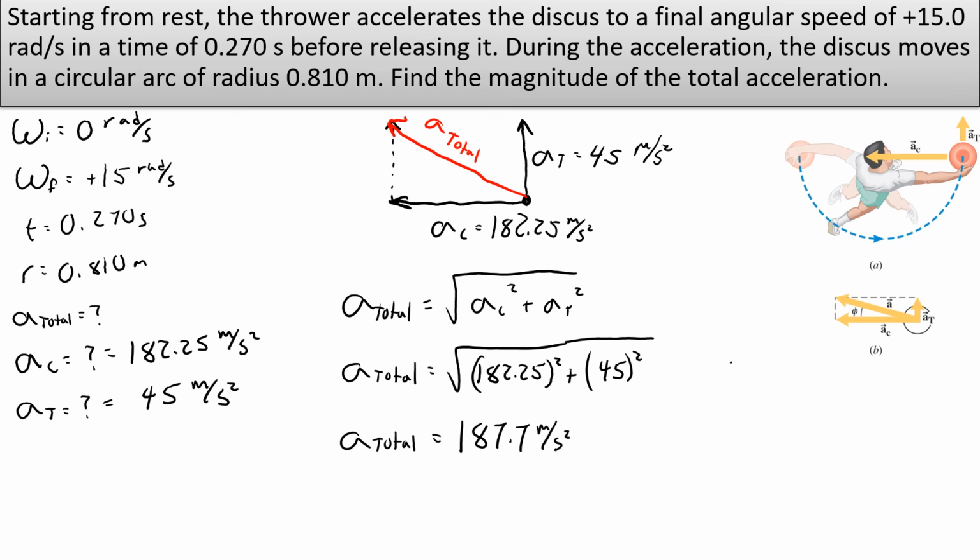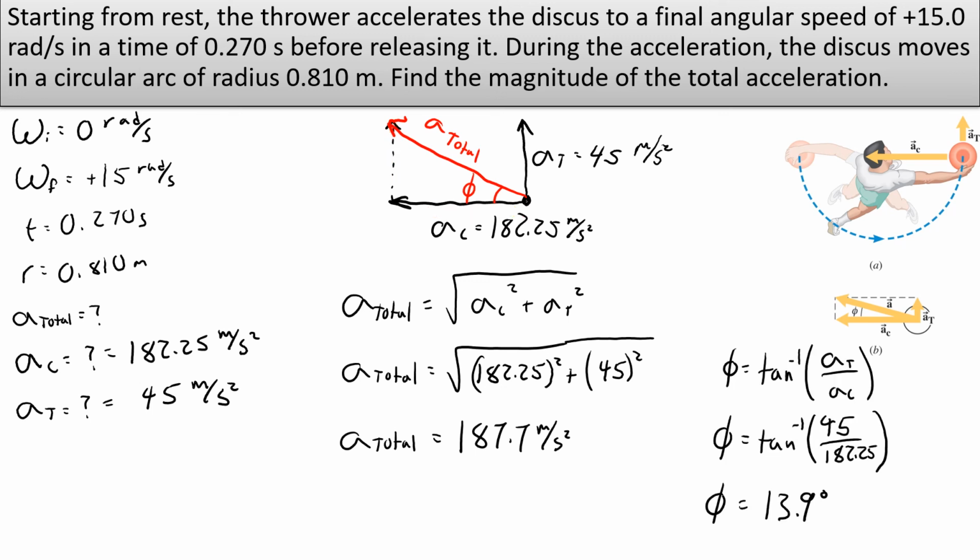And if we wanted to, we could figure out what this angle is here as well by doing the inverse tangent. Remember, because we know what this leg is. This is opposite, this is adjacent. So opposite, adjacent, that's tangent, but we're solving for the angle, so we'll use the inverse tangent. And you get 13.9 degrees. Remember, the tangential acceleration is opposite, so we put that on top.